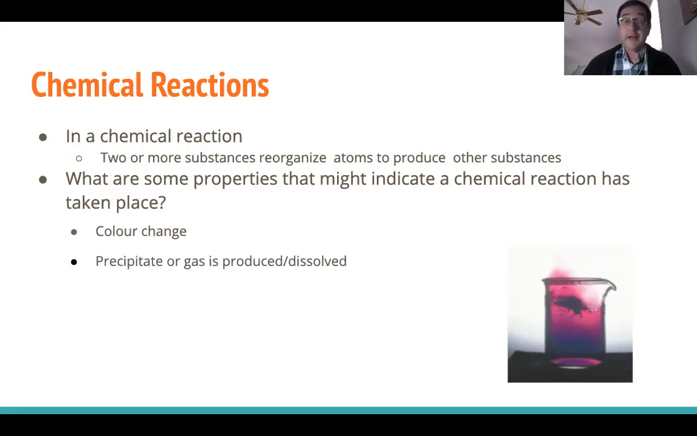A precipitate or a gas is produced or dissolved, so something seems to get used up, whether it's a solid or a gas, or a solid or a gas are given off. If you see bubbles or fumes rising from the reaction, it's a chemical reaction.